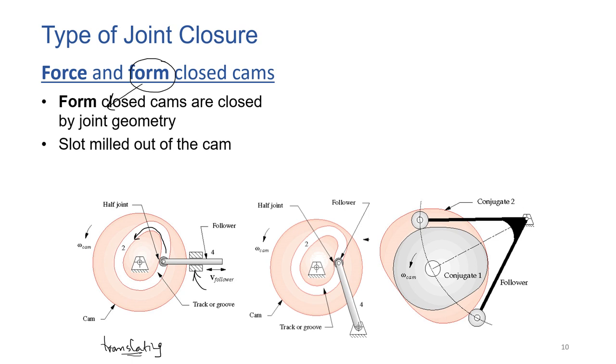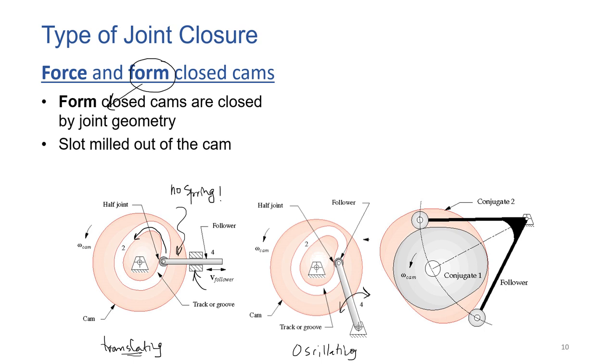The other thing that you can observe over here is that there is no spring. So let me write down over here, no spring is needed. And that's because of the way the form closure has been structured. The geometry itself makes sure that the roller is always engaged with the profile of the cam. In case of an oscillating follower, you can see the oscillating action being exhibited right over here.